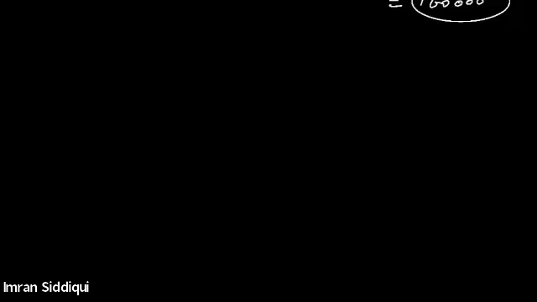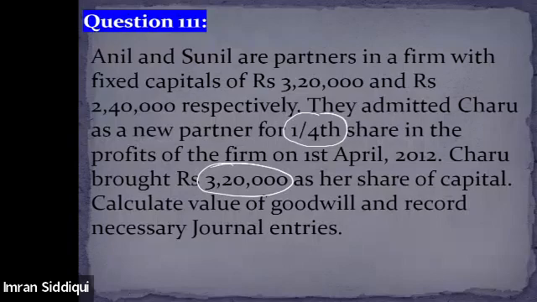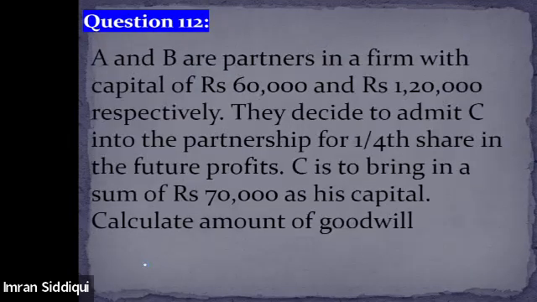So I'm giving you one similar question, and I want you to try this. Question number 112. A and B are partners in a firm with a capital of rupees 60,000 and rupees 120,000 respectively. They decided to admit C into partnership for 1/4 share in the future profit. C is to bring in a sum of rupees 70,000 as capital. Calculate the amount of goodwill.